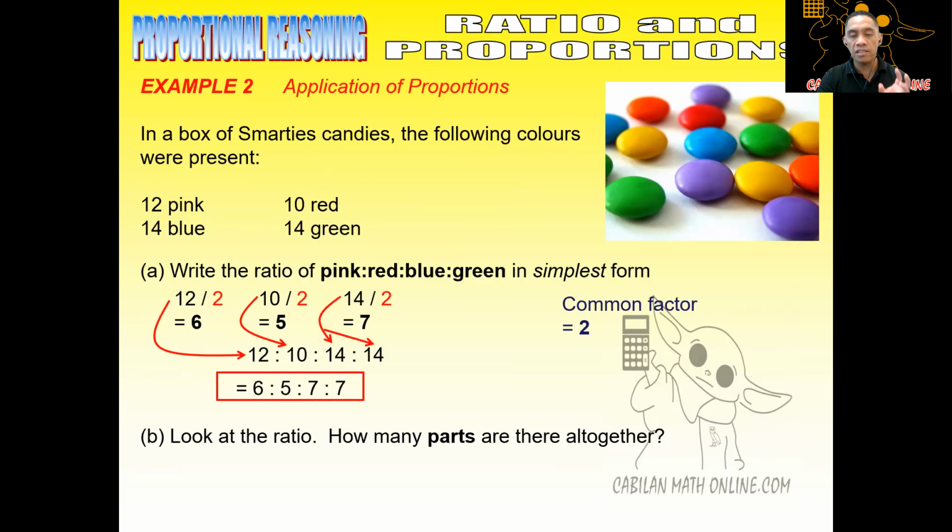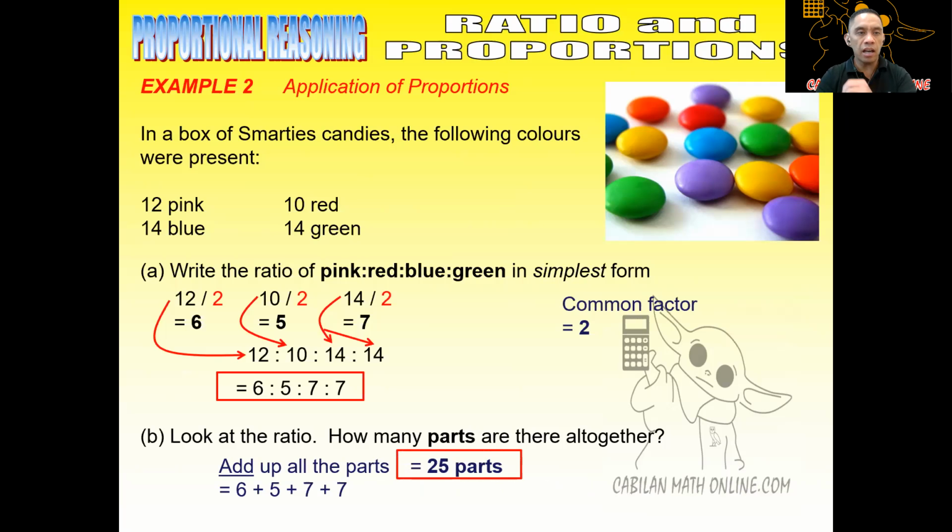All right, so this is now going to be the numbers that we're going to use to look at question B. It says, look at the ratio here of 6 to 5 to 7 to 7, and how many parts are there altogether? The way we do that is to take those numbers and add them all up. So when we add those up, 6 to 5 to 7 to 7, we now have a total of 25 parts.